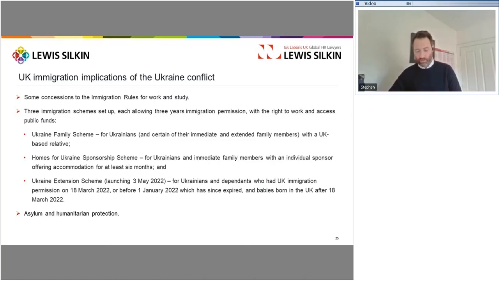There are also general asylum and humanitarian protection options, but the government appears to be seeking to avoid these with the introduction of the above schemes.